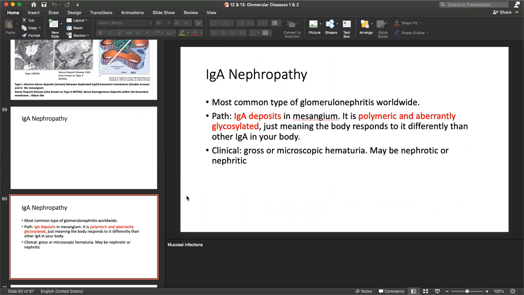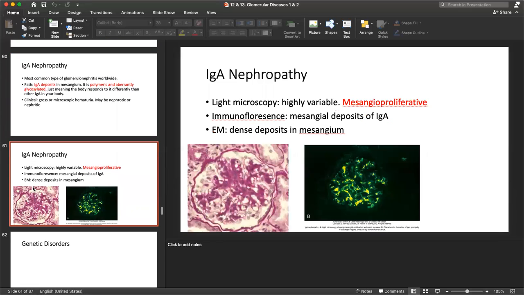Okay, IgA nephropathy. We've got IgA in the mesangium. It's going to be polymeric and glycosylated. So it's going to be different than regular IgA, basically. I sort of like this one too because it looks different. So we've seen linear, that's sort of like ribbons. Granular is going to be like dots, and then IgA just has a different appearance. I think maybe like fire or something. You can see these little lights up better here.